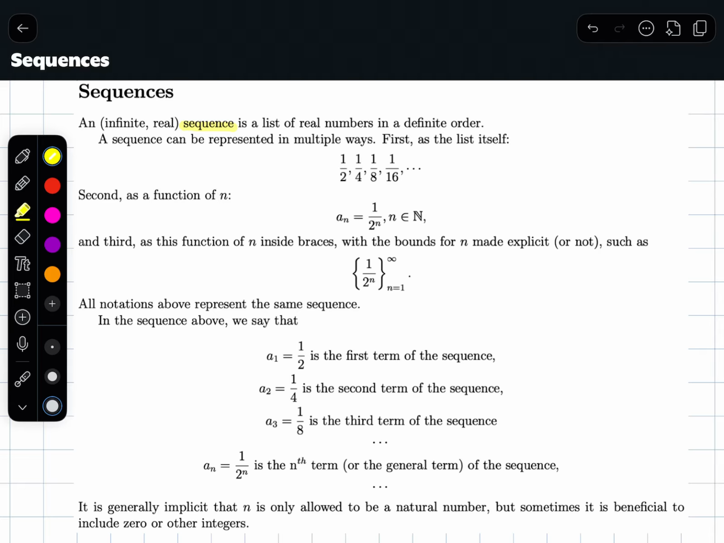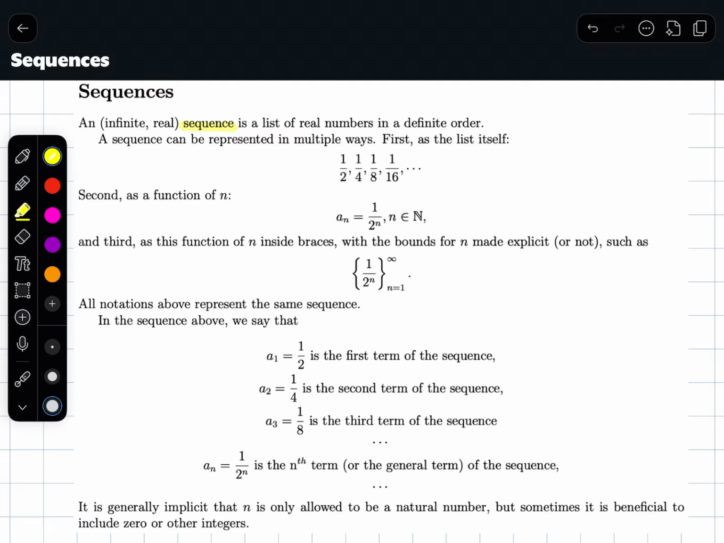So right here I have an example. It's this sequence that starts with 1/2 and then goes 1/4, 1/8, 1/16. That is just a sequence in which I divide each term by 2. So you can continue that if you want to. You can get 1/32, 1/64, and so on.